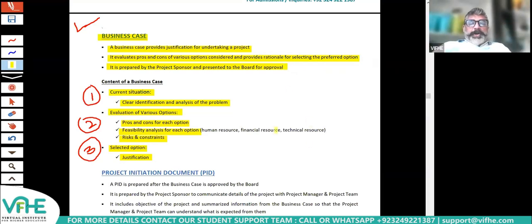Any questions on business case? Guys, any questions? This is a very important topic, business case. It is the basic initial document based on which the board will debate, discuss, and approve or reject. Good. It is not a very technical document. It is a high level but strategic document talking about the current problem, the various options available, and then the pros and cons.